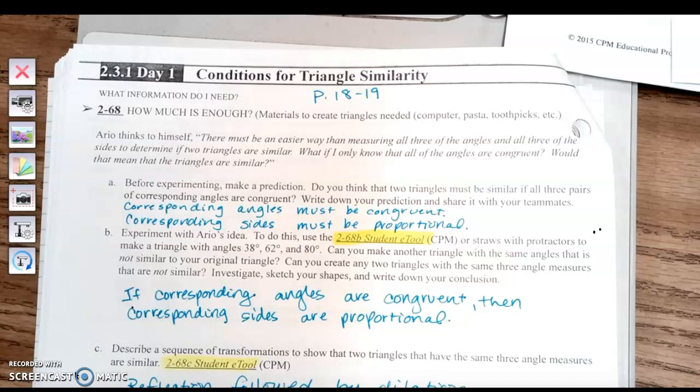All right? Part B says, experiment with Arlo's idea. To do this, you can use the E tool on CPM, or straws and protractors. We're going to use the E tool to make a triangle with the angles 38 degrees, 62 degrees, and 80 degrees. Can you make another triangle with the same angles that is not similar to your original triangle? Can you create any two triangles with the same three angle measures that are not similar? Investigate, sketch your shapes, and write down your conclusions. Okay?